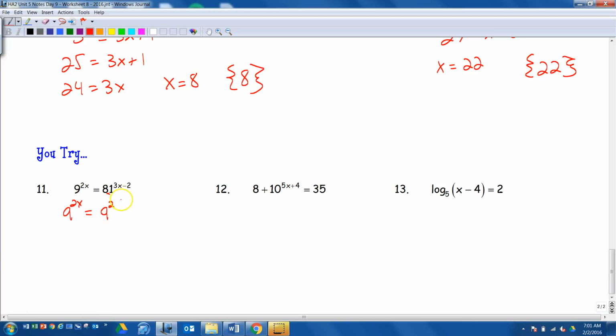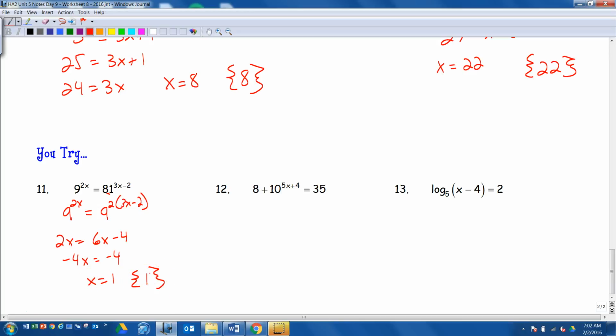This is 9 squared to the 3x minus 2. Now, you could also go down to base 3s for both of these, but as long as you get the bases matching, you're fine. So I get negative 4x equals negative 4. So I get x equals 1, and that'll work.